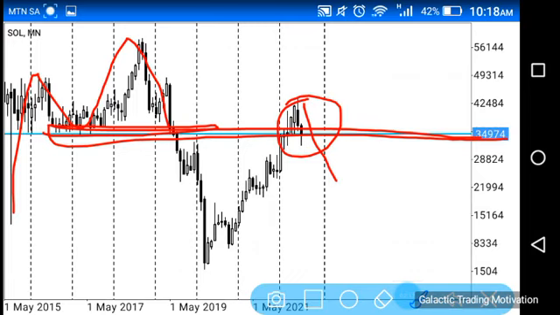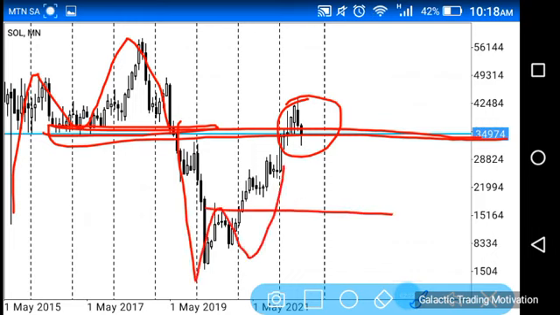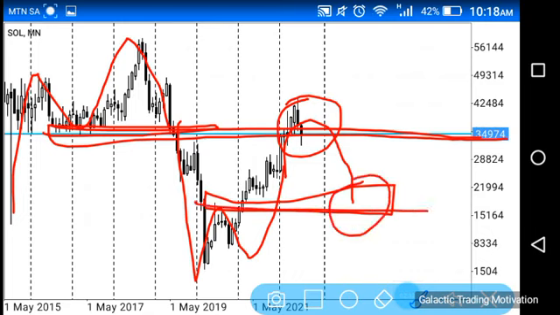So that's what may happen next, and that is also because, as I said, we have this W structure over here, and the neckline of the W structure is over here, and what may happen is price may come back again to the neckline to retest it once more, and that is because this neckline is also a very strong area of resistance, sorry, of support, right?